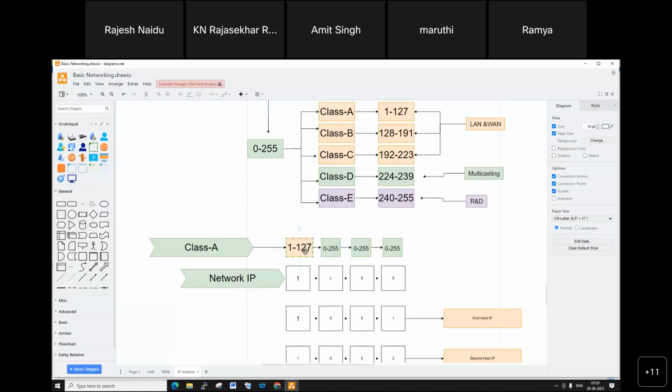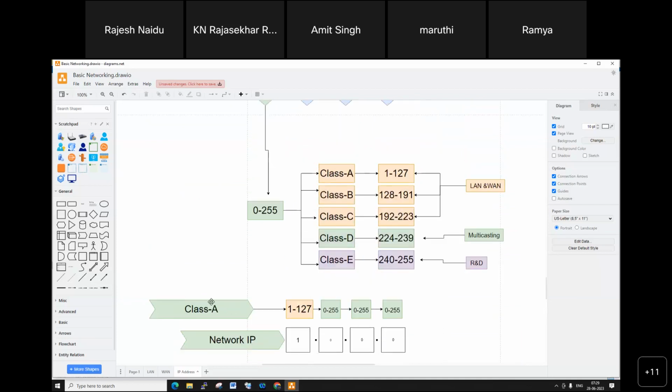Yes, sir. Right. So my answer is, not only for Class A, this rule is applicable for Class B and Class C. Every class, for every IP address from 1 to 223, it is applicable.